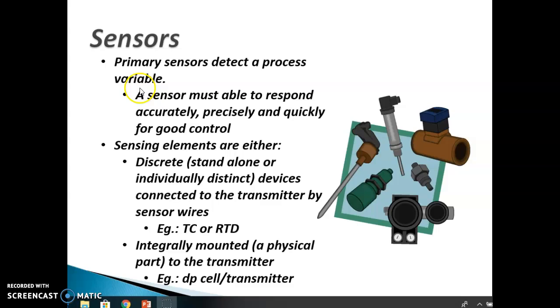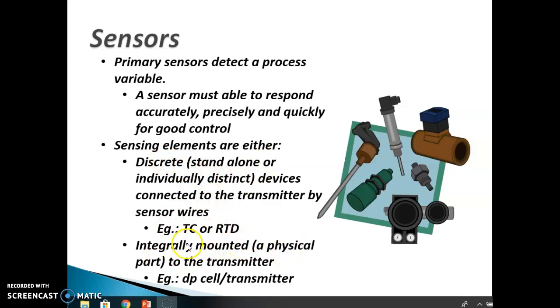Primary sensors detect the process variable. That's just what they do. They must be able to respond accurately, precisely, and quickly, because that's what you want to do. You want to have good control and you want to be able to manipulate the variables and respond as well as possible. Now, the sensing elements come two ways: a discrete, standalone, or an integrally mounted one.